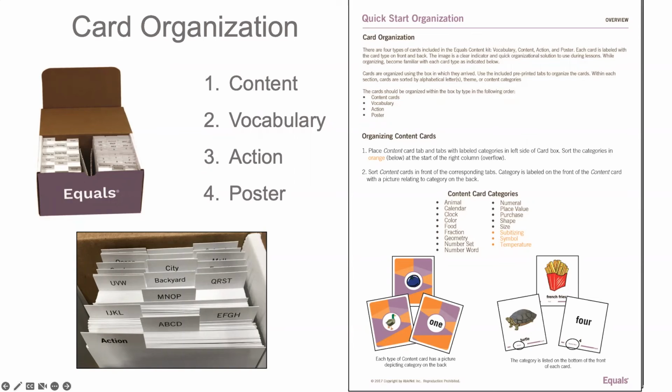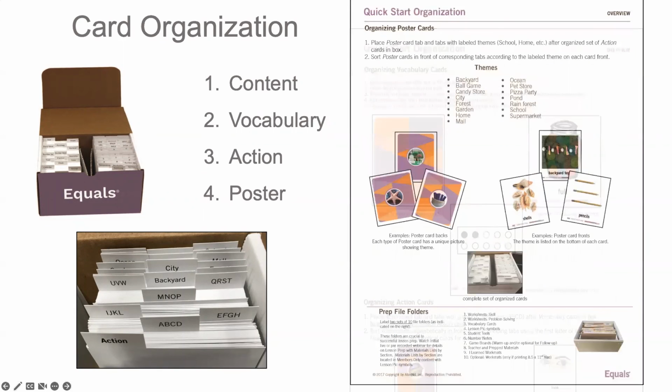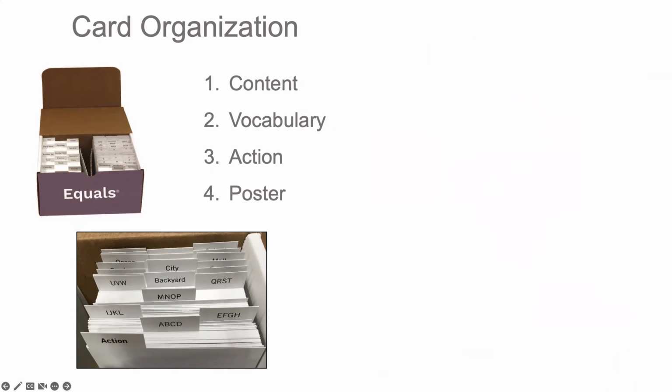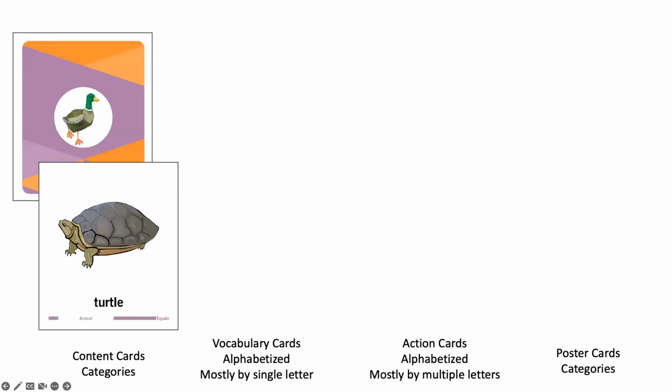Cards are organized using the box in which they arrived. This box did include the pre-printed tabs to support organization. Within each section, cards are sorted by alphabetical letter, theme, or content. The cards should be organized within the box by type in the following order: content, vocabulary, action, and poster. All of the cards are pre-cut and will be organized in the provided box with the pre-printed tabs.